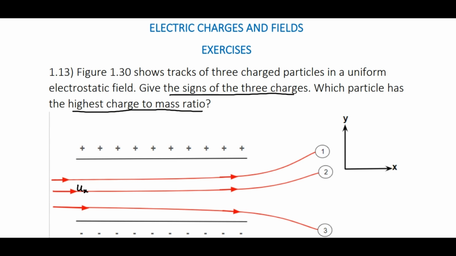Once they are entering into this region, it has the electric field like this. Above, the positively charged plate is present, below, the negatively charged plate is present. Because of this electric field, few charged particles are deflected.